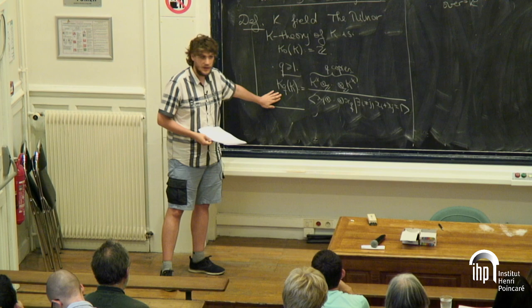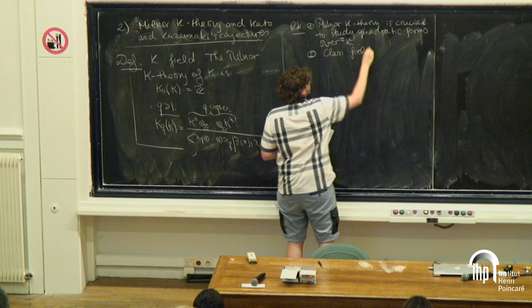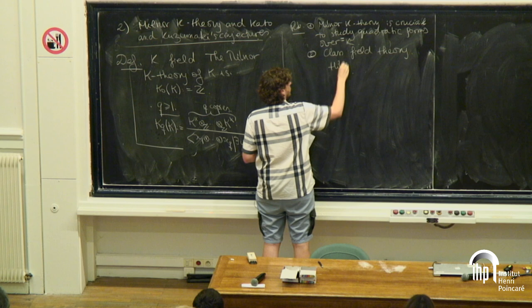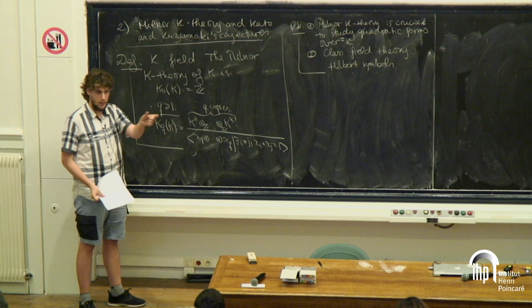Another context where Milnor K-theory appears is, for example, in class field theory. Of course, it's related to quadratic forms, but in class field theory, when you want to study, for example, Hilbert symbols. That's just because Hilbert symbols satisfy the relations that are here. If you take a Hilbert symbol with two entries that add up to 1, then it is trivial.